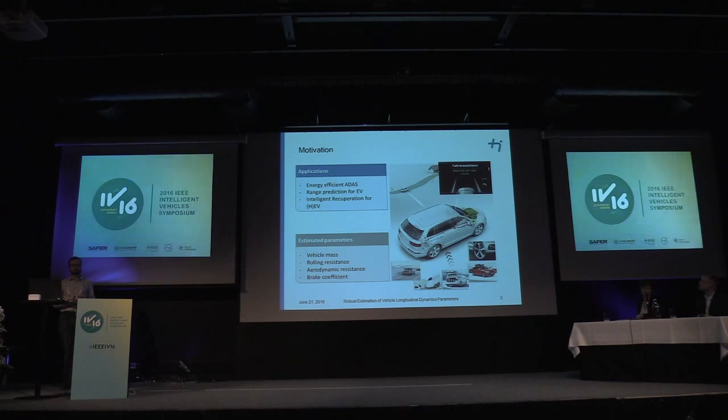One example could be energy efficient advanced driving assistance systems. For example, the predictive efficiency assistant uses on the one side map data with speed limits and road grade data, and on the other hand it uses the vehicle longitudinal dynamics to give the driver hints when he should step off the accelerator pedal, so that the vehicle goes into coasting mode or overrun mode and you don't have to brake before a speed limit, but you're rolling with the exact speed into this speed limit and you don't waste energy by braking.